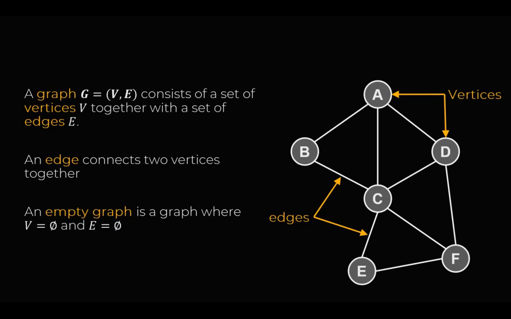First, let's define what a graph is. A graph G consists of a set of vertices V together with a set of edges E. An edge connects two vertices together. An edge represents some form of relationship between two vertices. An empty graph is a graph where the set of vertices V is empty, and therefore the set of edges E is also empty.